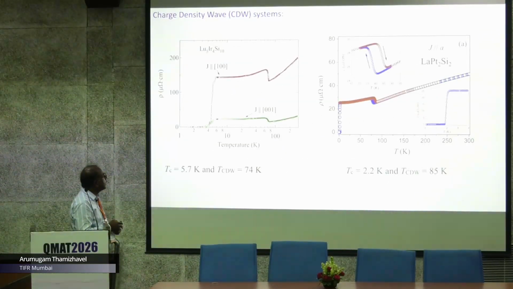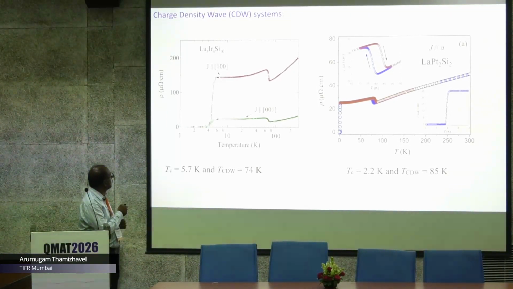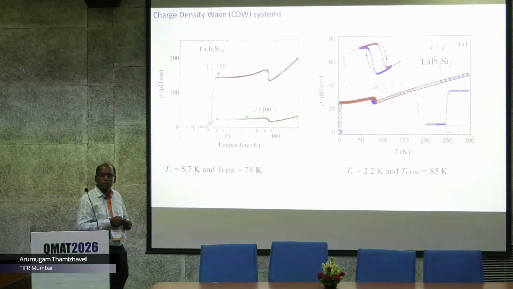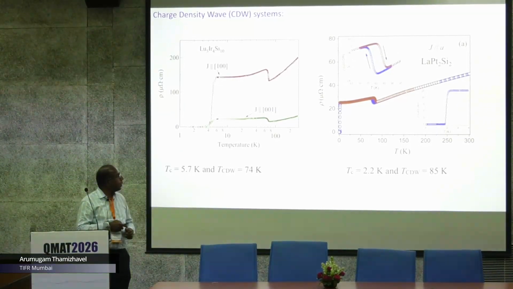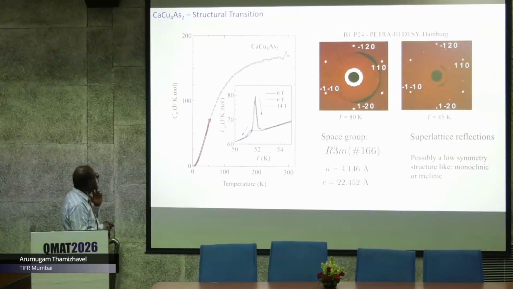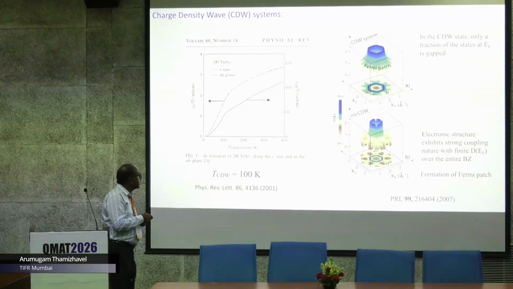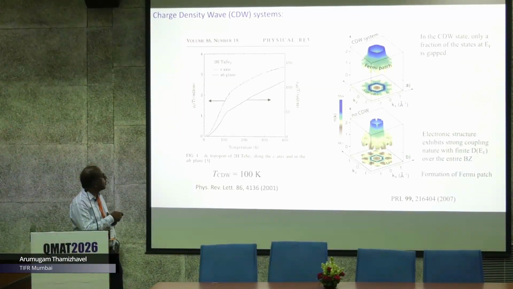So typically in a CDW transition, because of the gap opening, the electrical resistivity increases and then it remains constant. But in our case, this is for the lutetium iridium silicon 10, which is a famous CDW system, and lanthanum platinum 2 silicon 2, which shows an increase in the electrical resistivity at the CDW transition. But in our case, the resistivity shows a drop. And this is something similar to what they have observed in tantalum diselenide, where the electrical resistivity drops at the CDW transition at around 100 Kelvin.